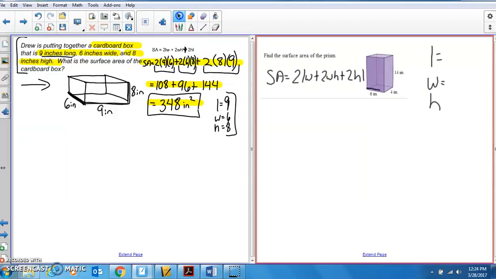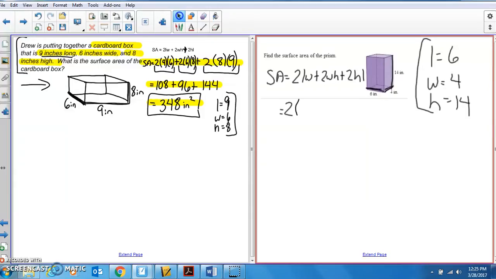So our length, you can really have any measurement on a rectangular prism or a cube to represent one or the other. So this 6, I'm going to just put that as my length. The 4, I'm going to put as my width. And the 14, I'm going to put as the height. So all I'm going to do now is substitute everything back into the formula. I've got everything listed here, so all I'm doing is substituting in.